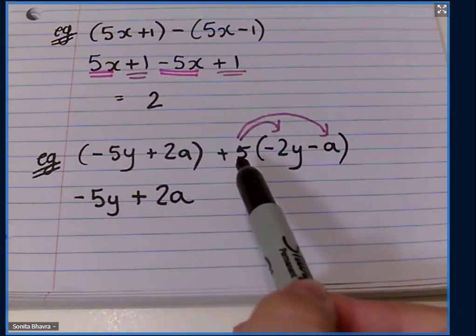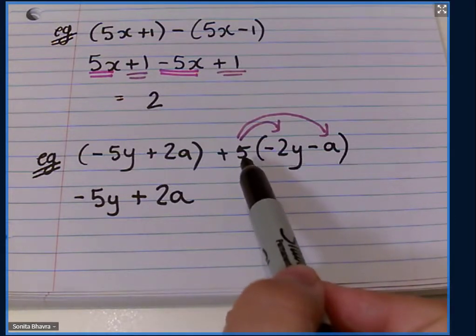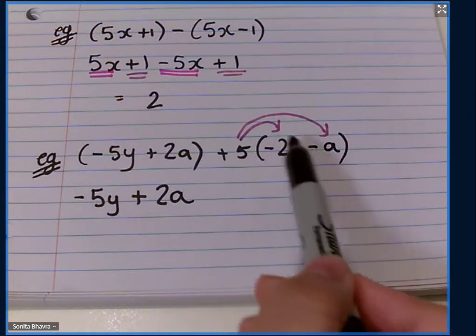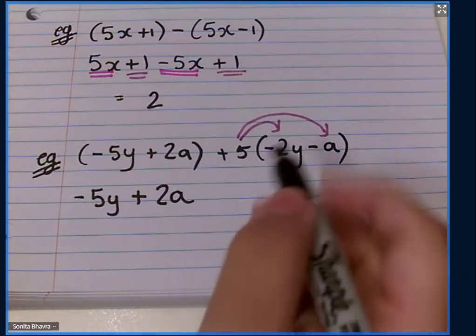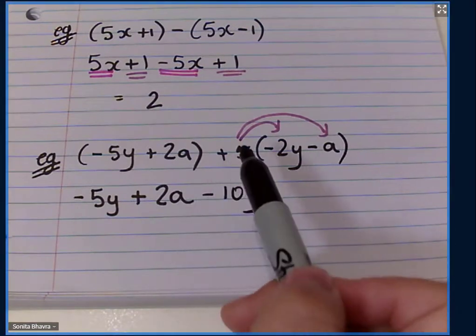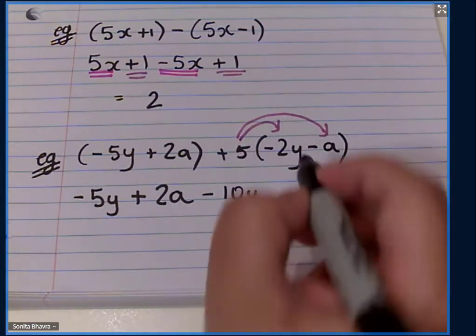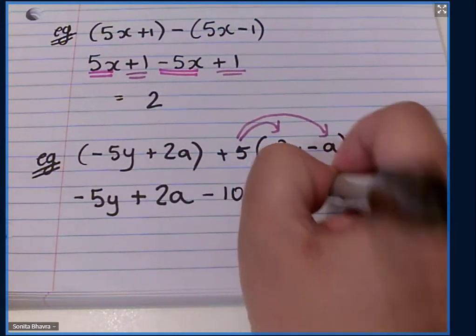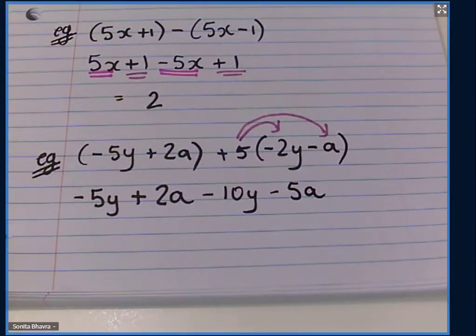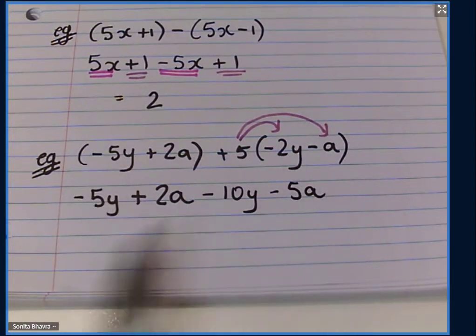Next, we have to multiply this 5 here with everything inside of this bracket. So first, it's 5 times negative 2y. So that becomes negative 10y. Next, we have to multiply this 5 with the minus a. That's going to become minus 5a. All right, so now we have opened up the brackets here. We can now collect our like terms.